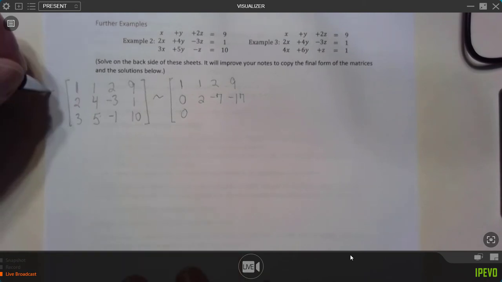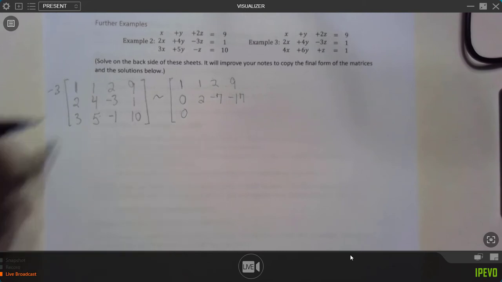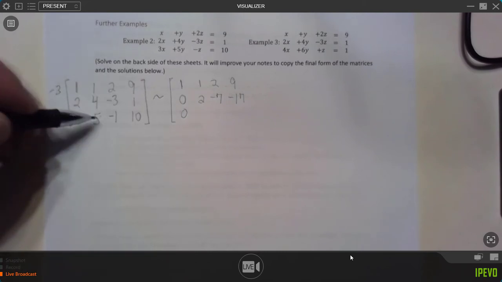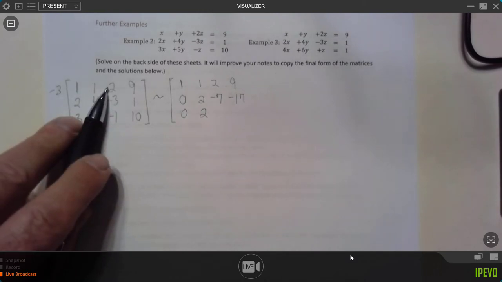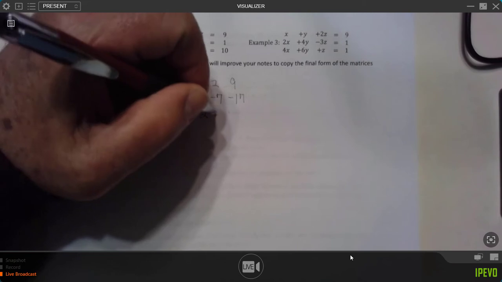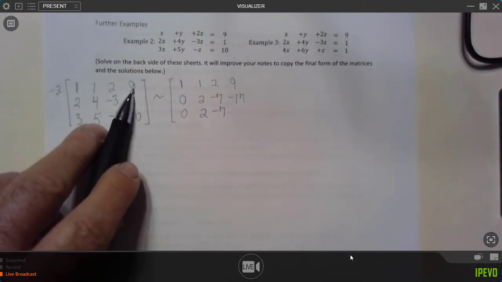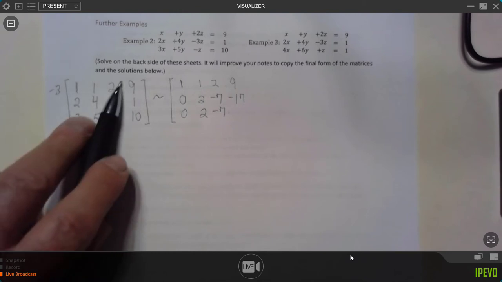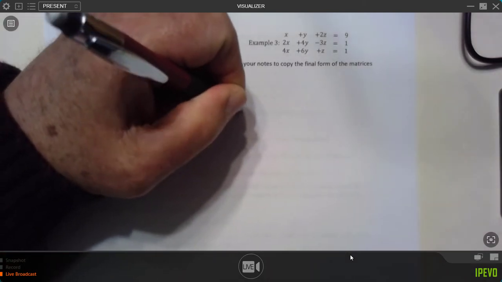Okay, I'm going to take minus 3 times the first row, add it to the third to get that 0, and then I'm going to take minus 3 plus 5 is a 2 here. Minus 6, minus 1 is minus 7, and then let's see, minus 18, whoops, minus 27, plus 10 is minus 17. Aha!